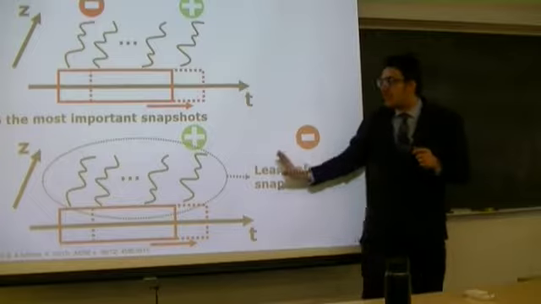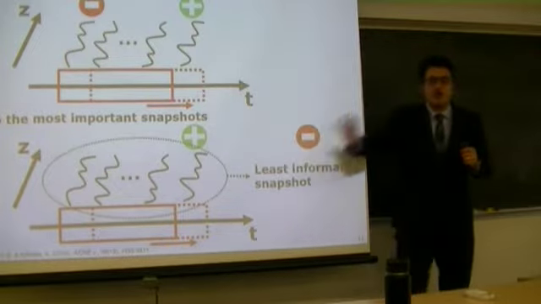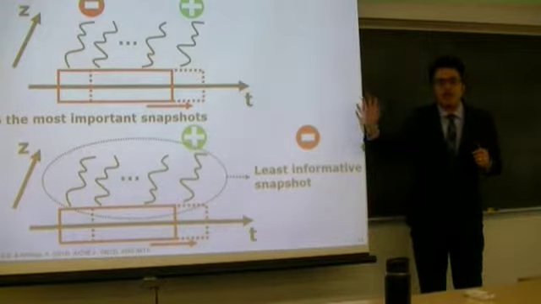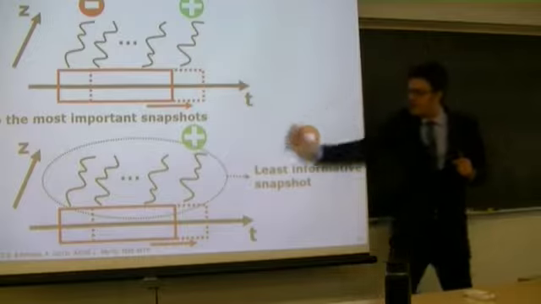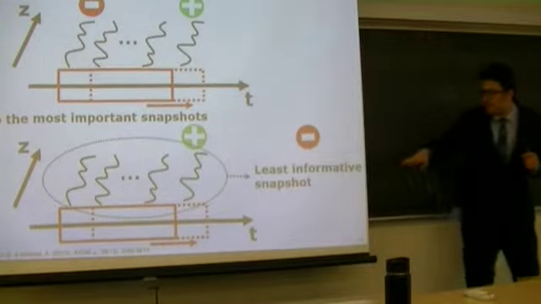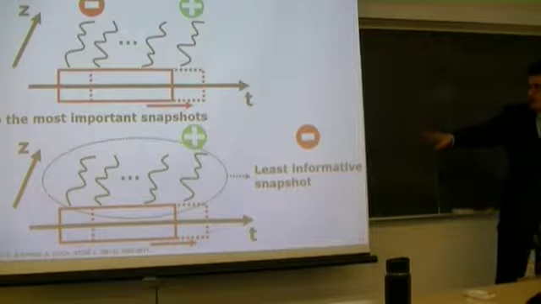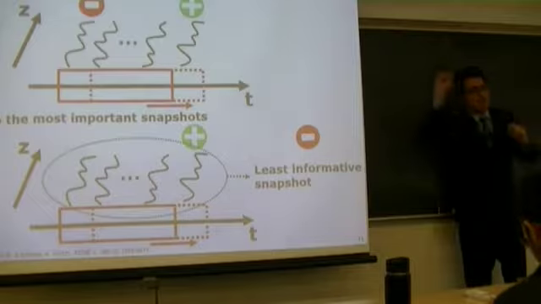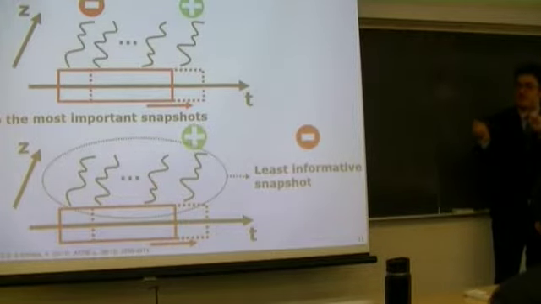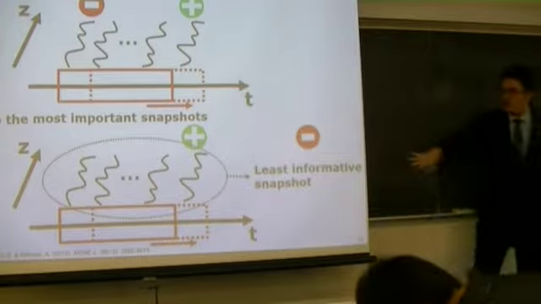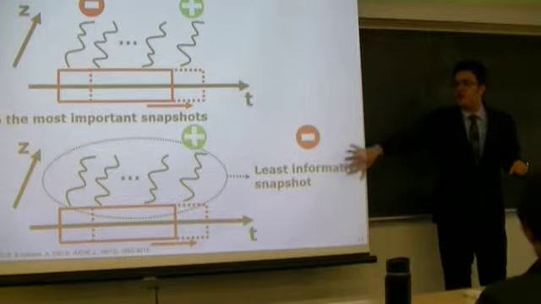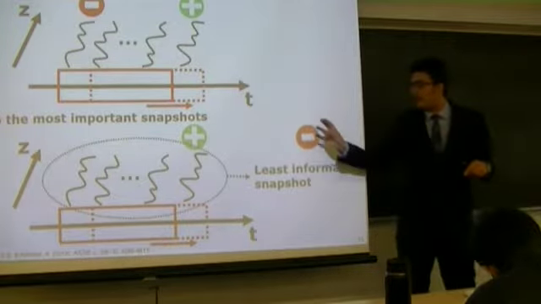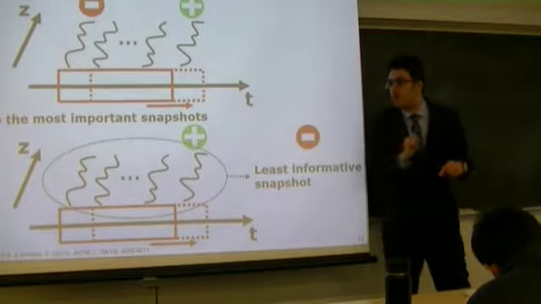But using an alternative strategy, we could always keep the most important snapshots. Instead of keeping the newest one and throwing out the oldest one, we keep the newest one, do a least informative snapshot identification, and this time, instead of throwing out the oldest one, we throw out the snapshot that contains less information. We use Shannon entropy theory and Shannon entropy measurement to identify the information content of each of those snapshots.